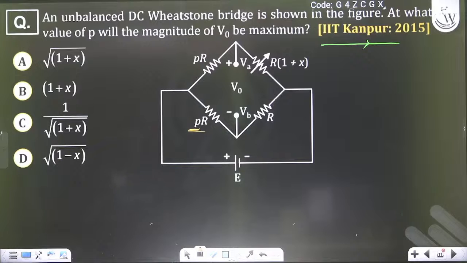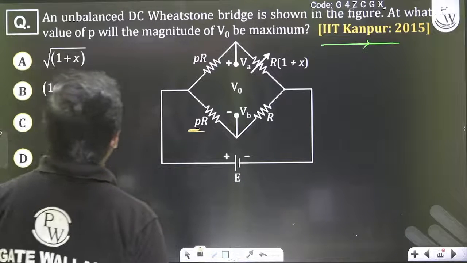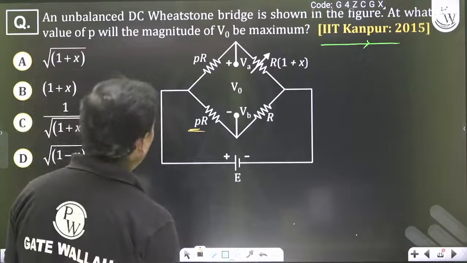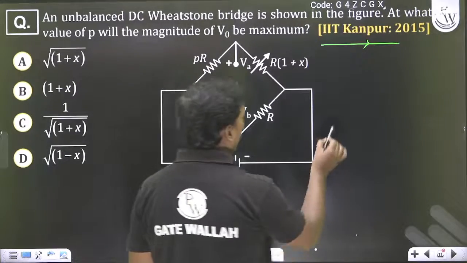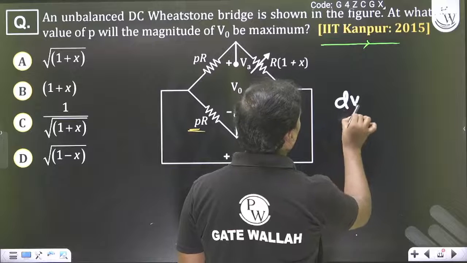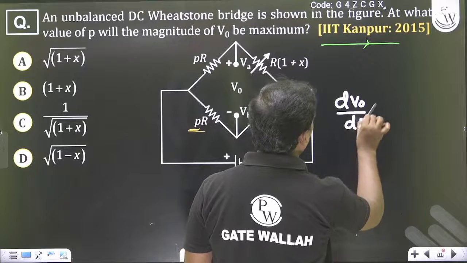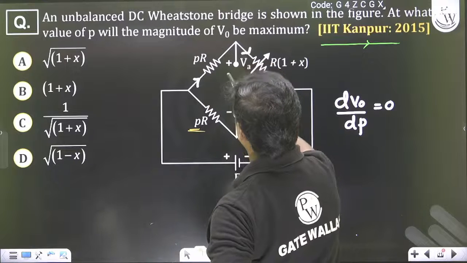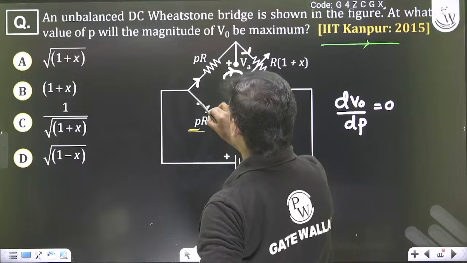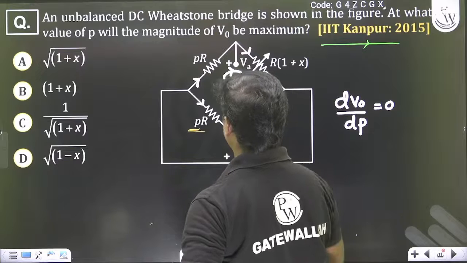Unbalanced DC Wheatstone bridge is shown in the figure. At what value of P will the magnitude of V0 be maximum? So at what value of P is asked, that means dV0 by dP must be equal to 0. Here these two resistors are in series, so we have to apply the voltage division rule between these two resistors now.